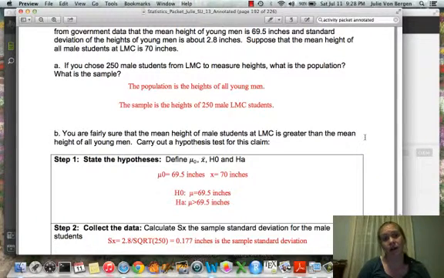Part B. You are fairly sure that the mean height of male students at LMC is greater than the mean height of all young men. Carry out a hypothesis test for this claim.